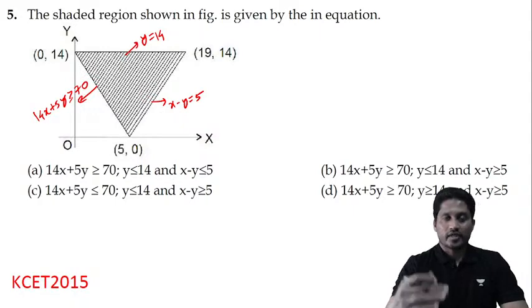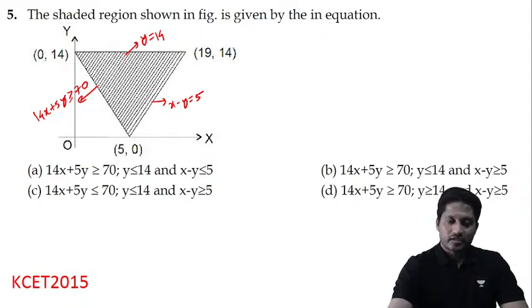So y less than 14 towards the origin, right? Towards the origin. Right, greater than 70 is away from the origin. x minus y should be less than or equal to 5 because this is towards the origin. Answer is option A only. Right, let's move to the next question.